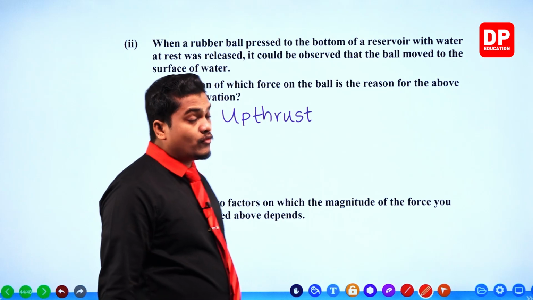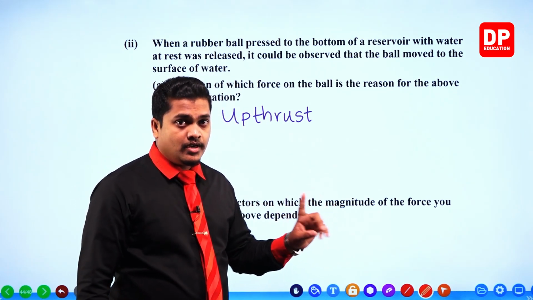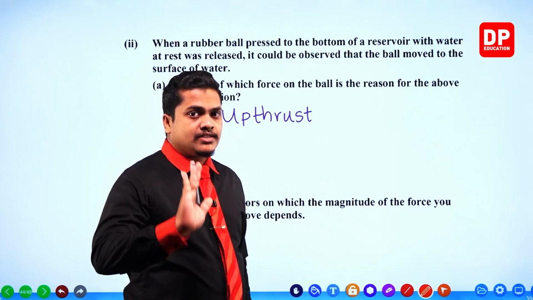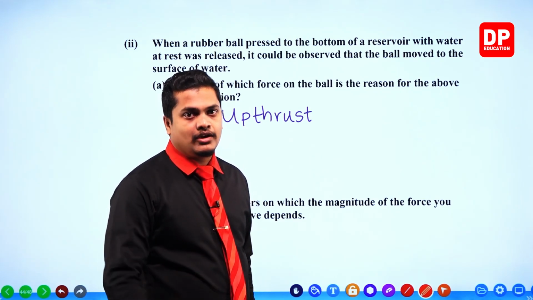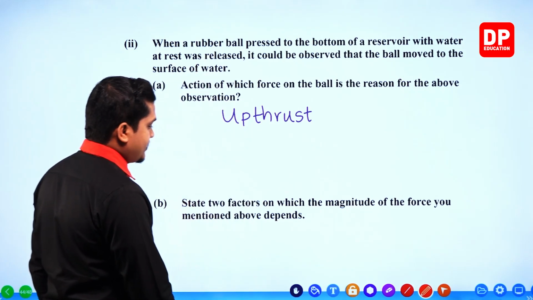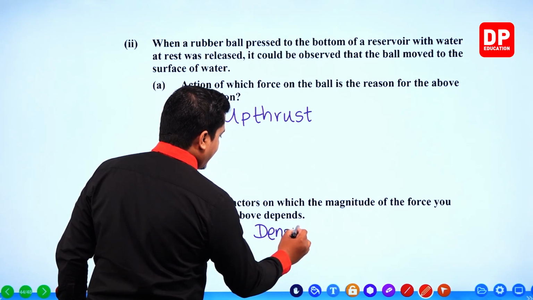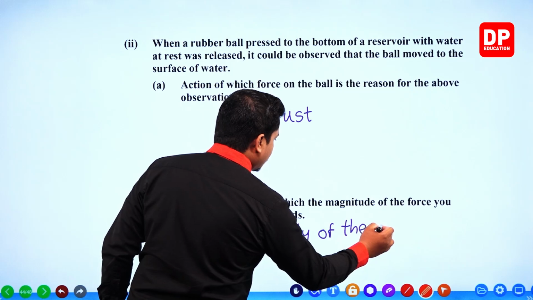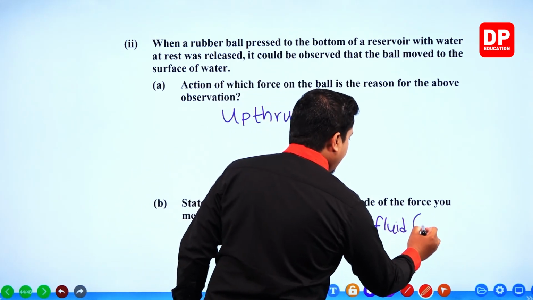Next one, state two factors on which the magnitude of the force you mentioned above depends. The two factors which the upthrust is going to depend on. Number one, from liquid to liquid, upthrust is going to change, mainly because of change in the density of the liquid, or density of the fluid. So the first one is density of the fluid, or else liquid.